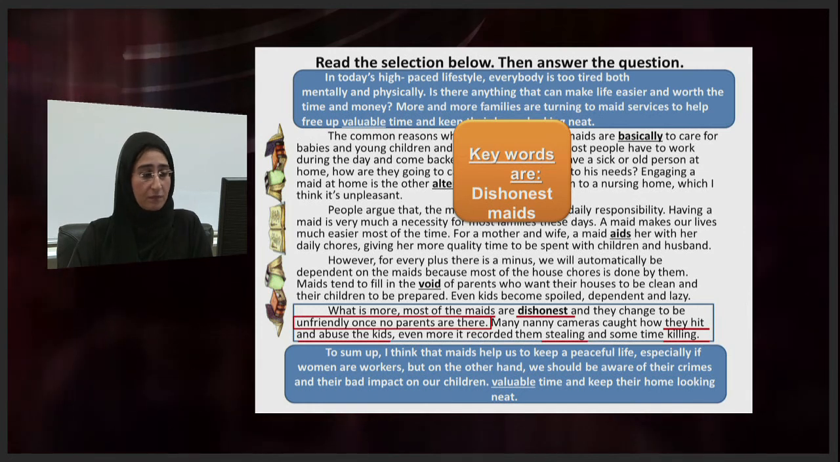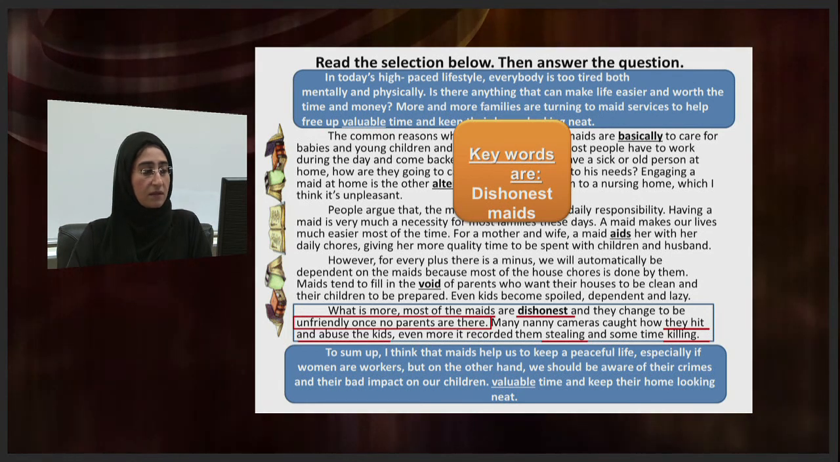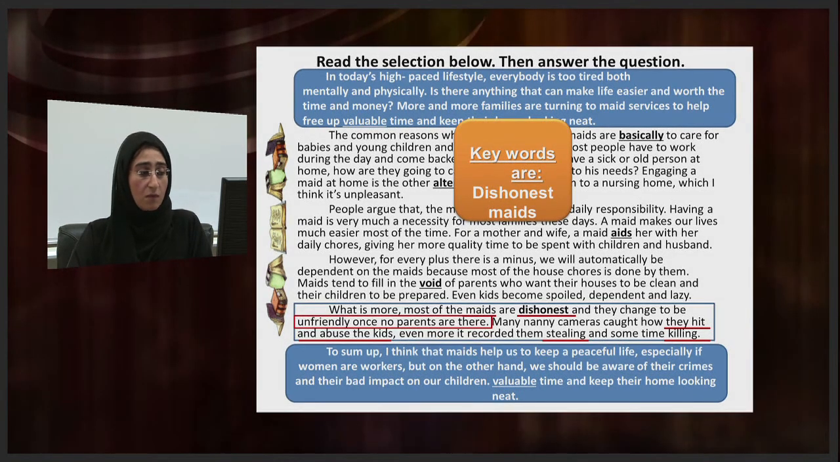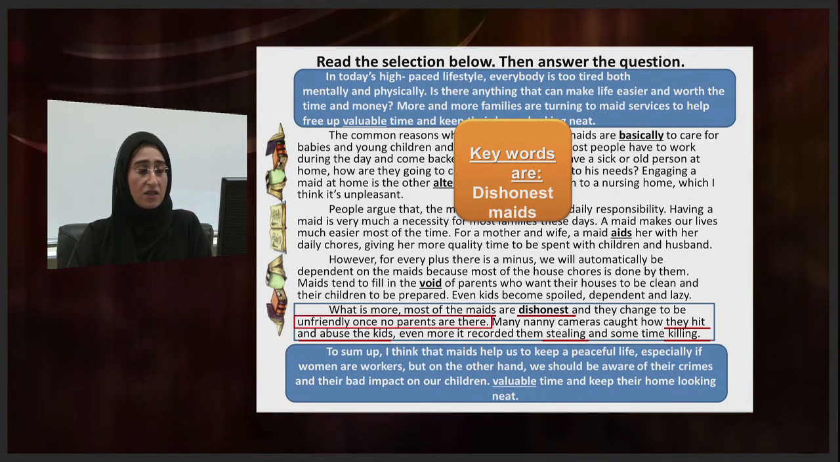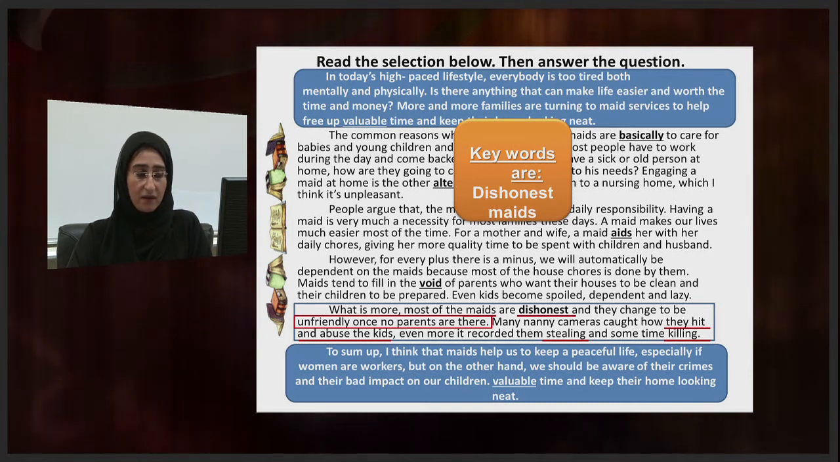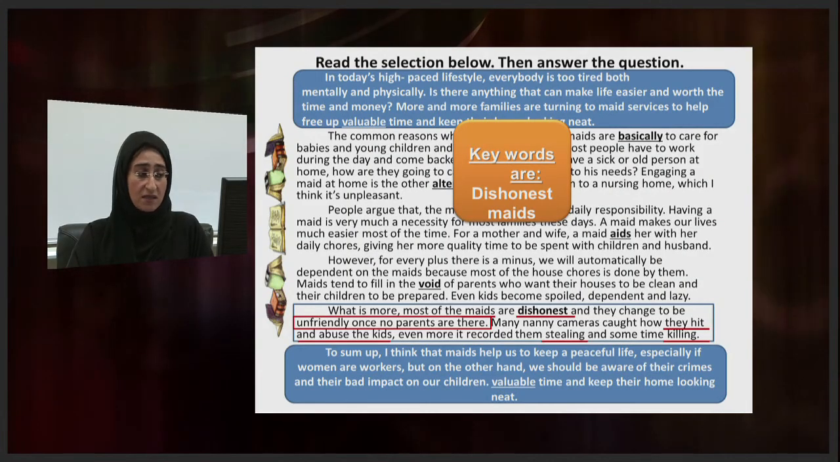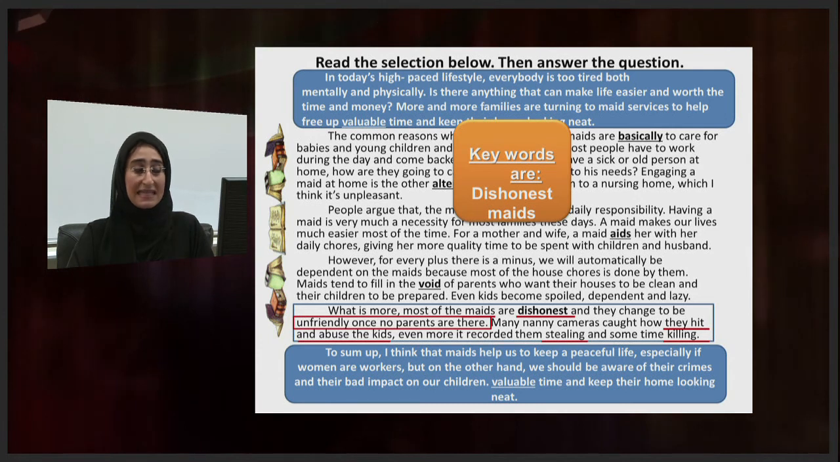fifth paragraph. And here we need to look at this one. Okay, what is more? Most of the maids are dishonest and they change to be unfriendly once no parents are there. Okay, this is unfriendly. So this is only one word. I need how many words? I need at least 3 words. So I'll go furthermore. I'll say many nanny cameras caught how they hit and abuse the kids. Even more, it recorded them stealing and sometimes killing.